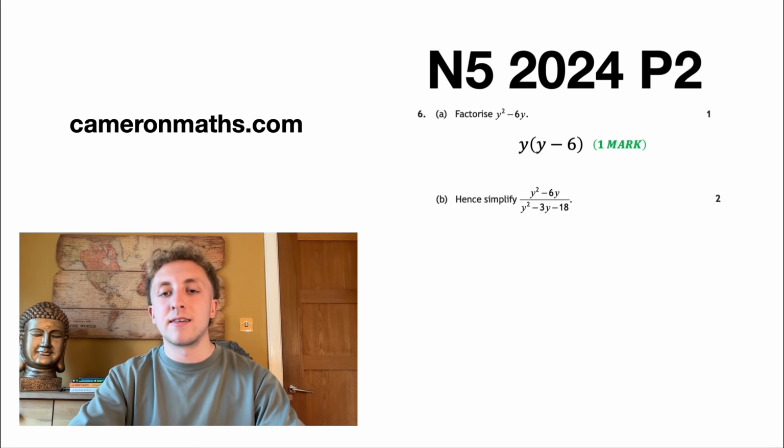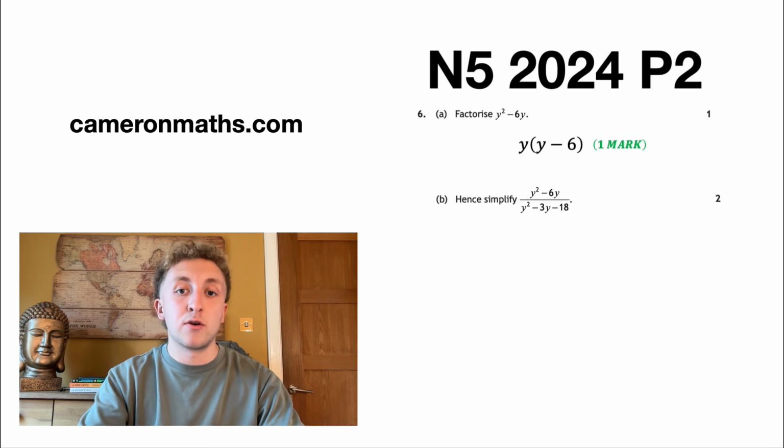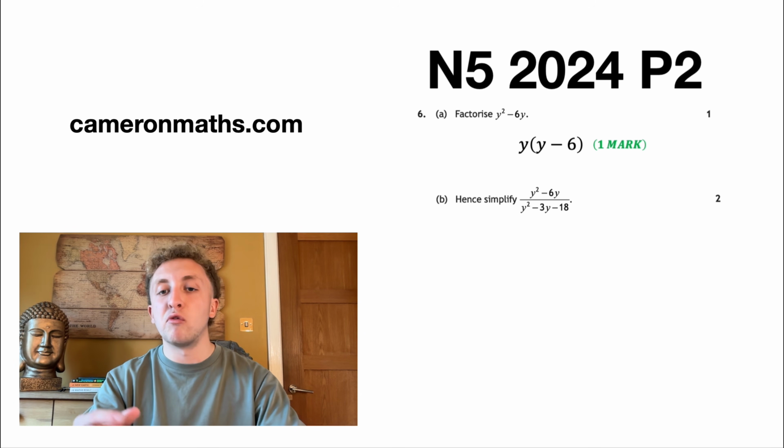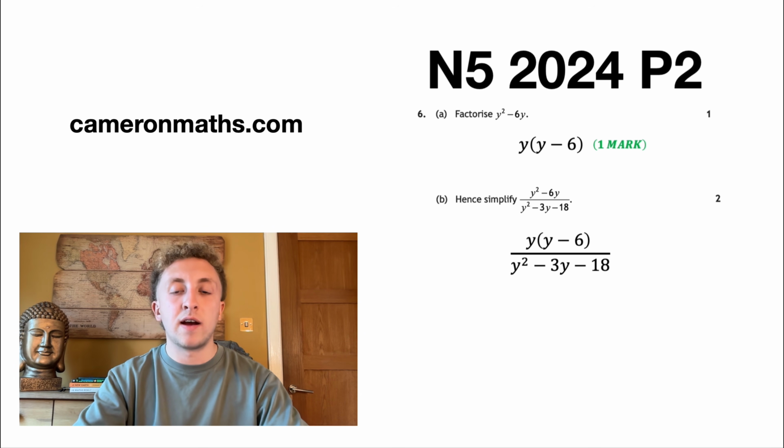Then in part B, they want us to simplify y squared minus 6y, which is the question from A, over y squared minus 3y minus 18. So straight away, we'll write the top half as our answer from A. That was y times y minus 6. And then on the bottom, we want to factorise this quadratic into 2 brackets.